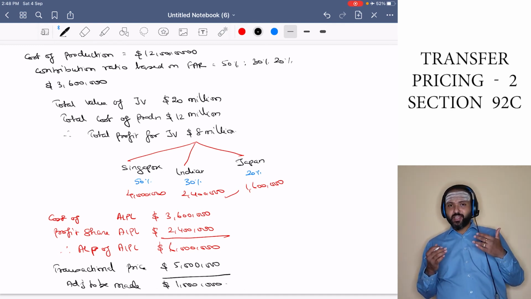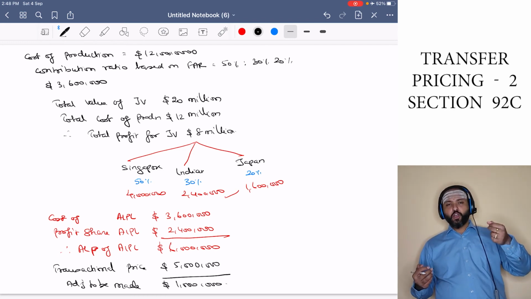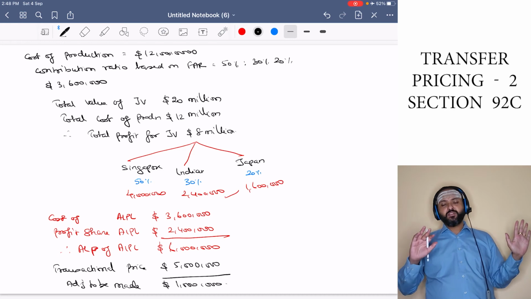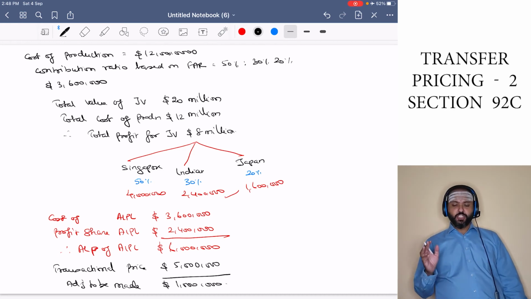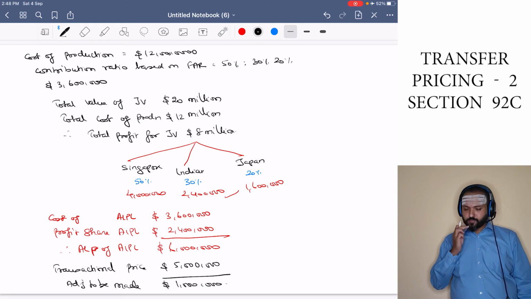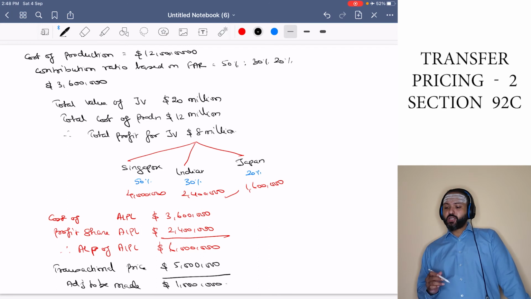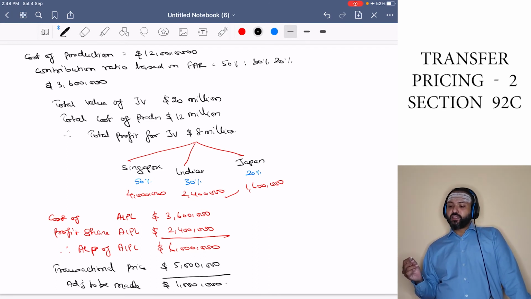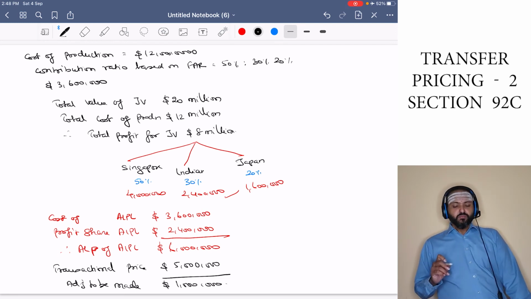We will first ascertain the profit, then split the profit, add profit with the cost, and compare the price with the transaction price. The difference will be called the primary adjustment. Okay. Now, in this example, they have asked us one question. What is that? Also comment, will the ALP differ if the cost incurred by AIPL is different?